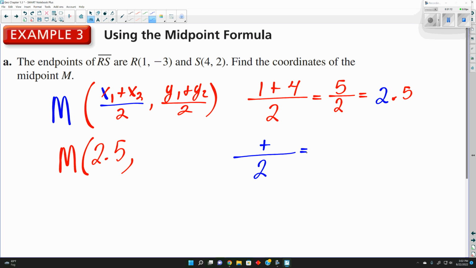The y value may or may not be the same. It could be the same, but it doesn't have to be. Any questions on how we found the x value of the midpoint? So what are the two y values? -3 plus 2 is -1. -1 divided by 2 is -1/2.